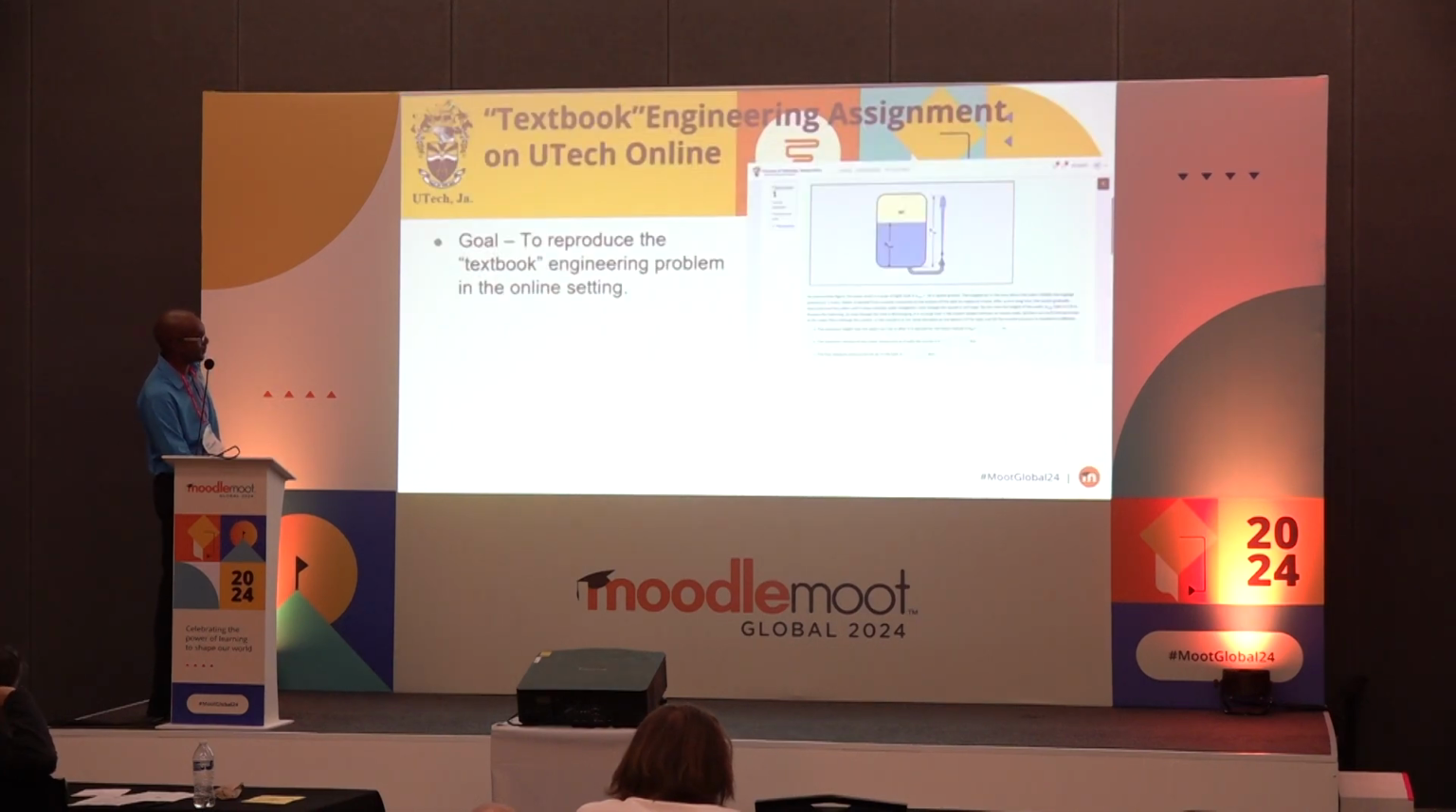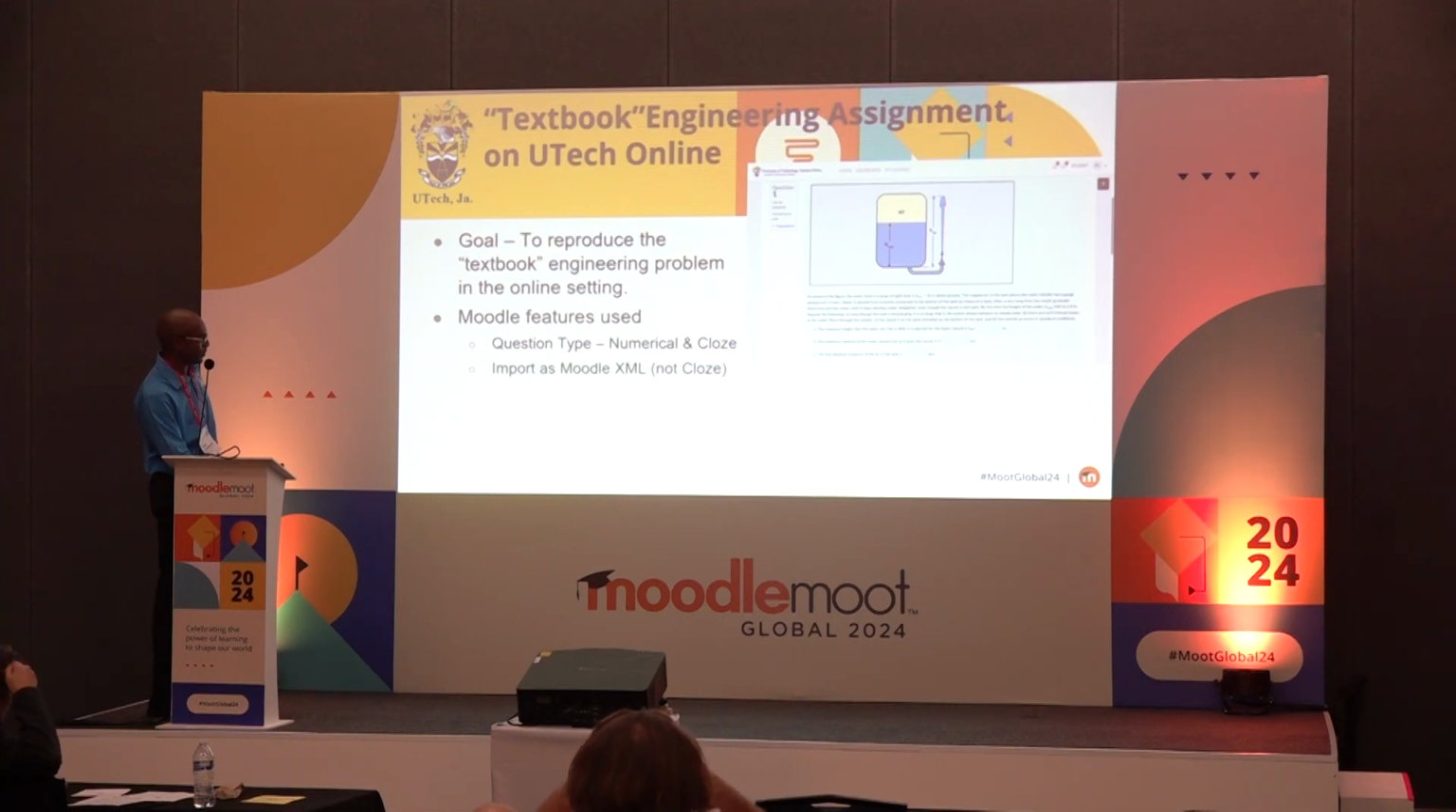So let's go back to the first one, the first example of our textbook problem that we have for UTech Online. So the formats used, for those who don't know, I think some of you may know how to do numerical formats with GIFT. It's sort of similar. Cloze is a format that allows you to embed different responses within regular text in a question. So it doesn't have to just be boxes to input information. It can be a drop-down, any of the other types of interactions that Moodle question formats allow.